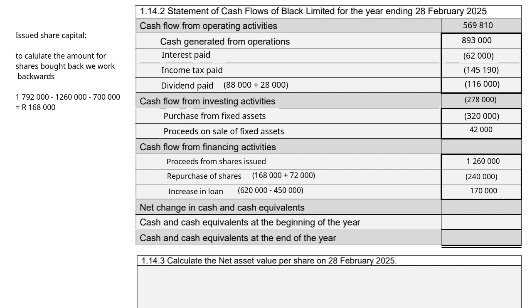So our cash flow from financing activities, we will add the proceeds from our shares issued, we will minus our repurchase of our shares, and we will add the increase in our loan amount to get an amount of 1,190,000 rand.